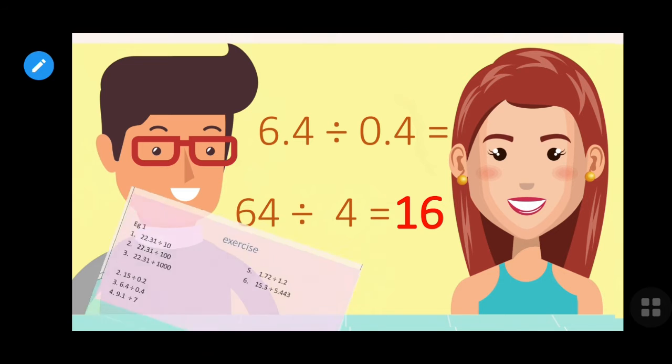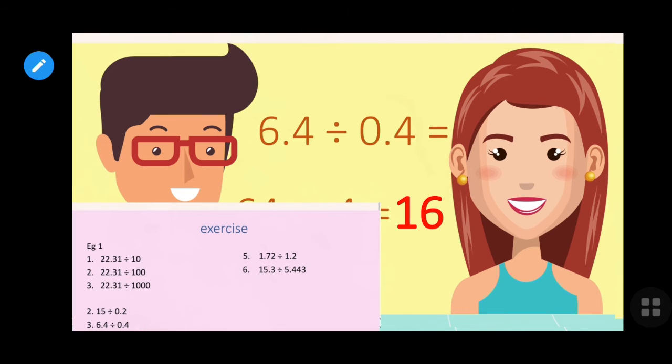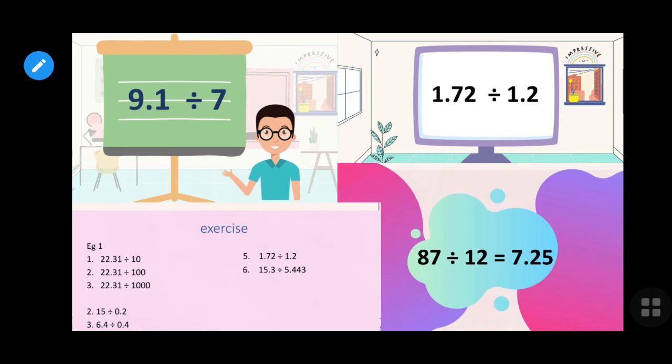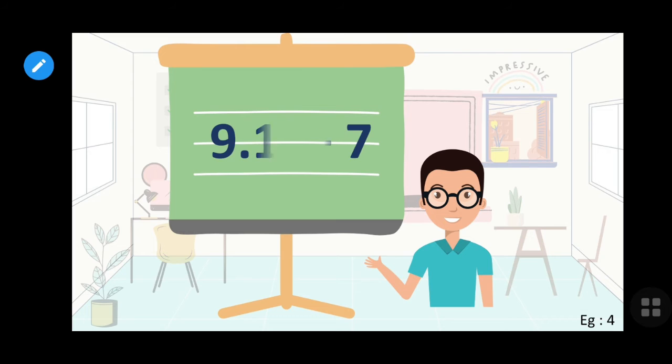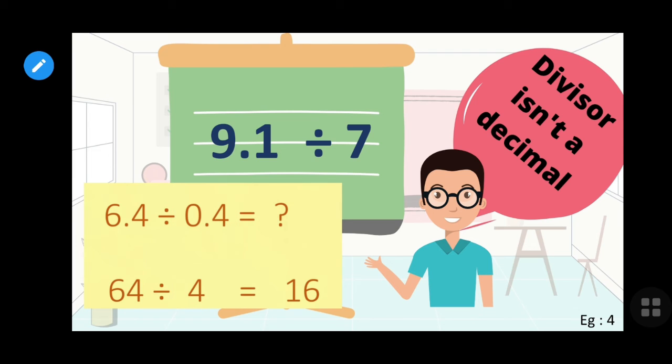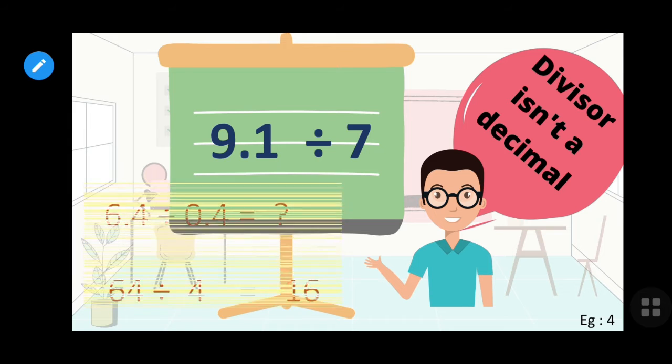We'll try to do the exercise. Before we do the exercise, we have 3 more sums to be learned in order to do the exercise. Okay, let's see what the boy has come up with. He has come up with 9.1 divided by 7. Here you can notice that the divisor isn't a decimal. So here the sums we looked so far, see the previous sum we have a decimal number in the divisor. Okay. So how does it differ from the previous sums?